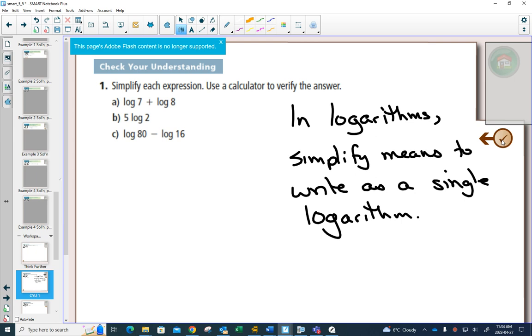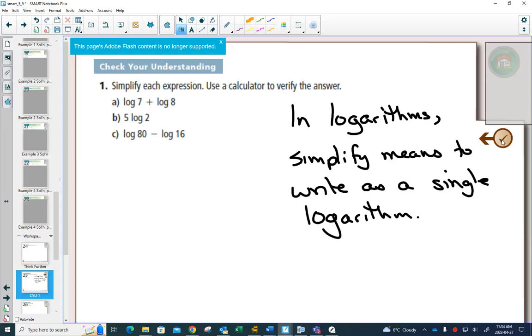So in A, we have 2 logarithms. That is not considered simplified. In B, we have a 5 in front of the logarithm. That means you have 5 logarithms, not a single logarithm. That is not considered simplified. In other words, in our formulas, the left-hand side is considered the simplified side. The right-hand side is considered the expanded or not simplified side.